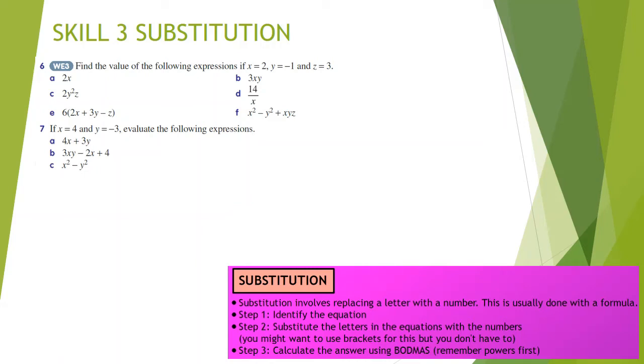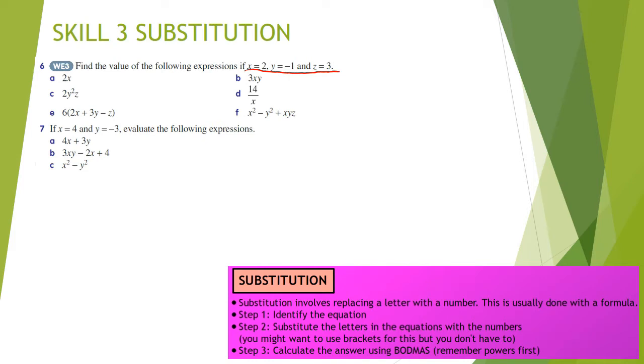Skill 3, Substitution. When we're doing substitution, we need to replace a letter with a number. Normally the question will tell us which number we need to replace the letter with. If we look at question 6, it tells us as well. It says find the value of the following expressions if x equals 2, y equals -1, and z equals 3.